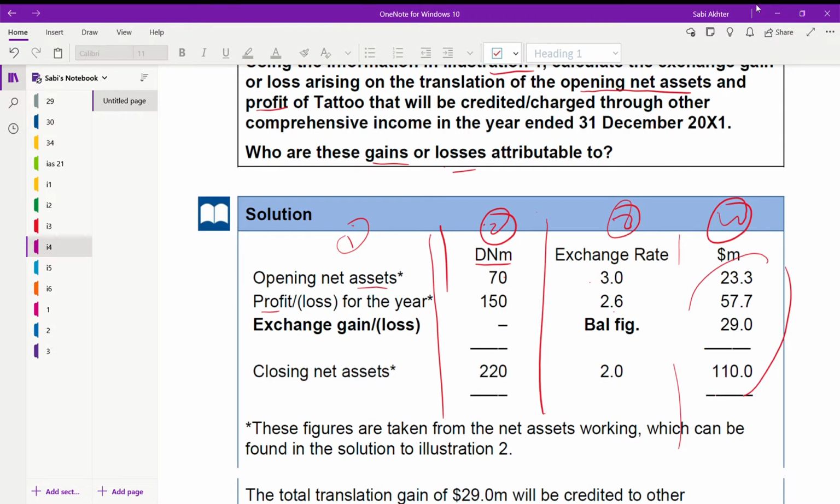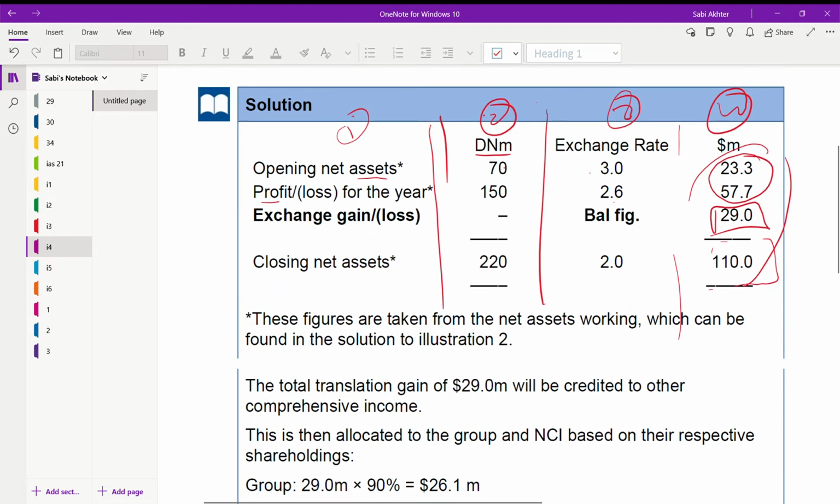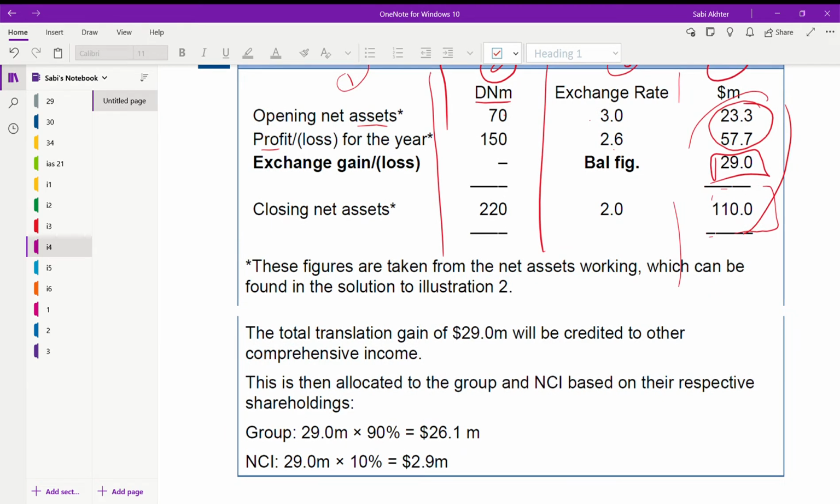So this, if you add these 2 and see 23.3 plus 57.7, it will not add up to 110. There's a difference. It will be less than 110. So that means closing net asset increased. That's why it's a gain here. Gain will be without bracket. If it's a loss, you have to put bracket. Okay, don't forget that. So here, since it is 29, the same 90% will go to group, 10% will go to NCI.